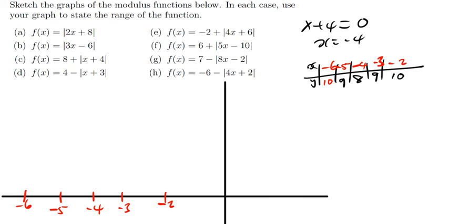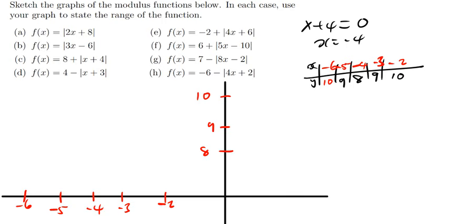So in y, the lowest point is 8. So I'll put 8 here. Then I have got 9, and also 10. These are the points that I have.